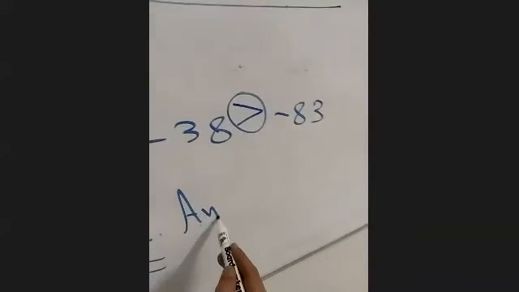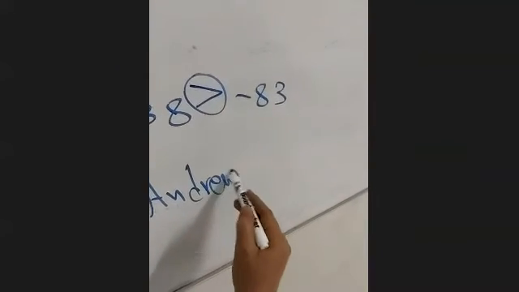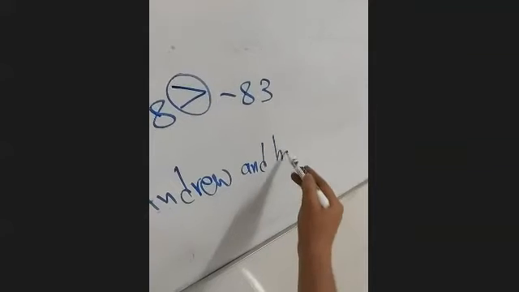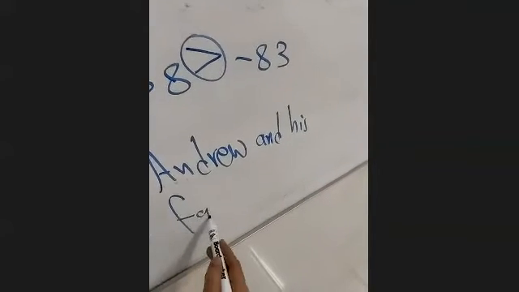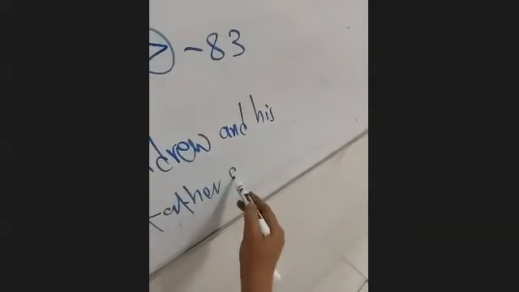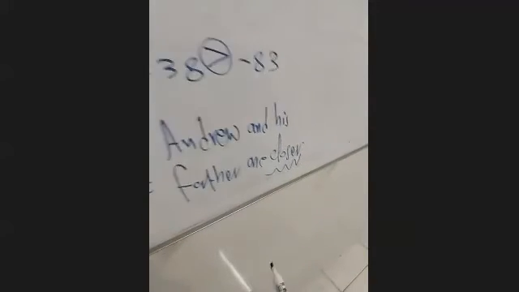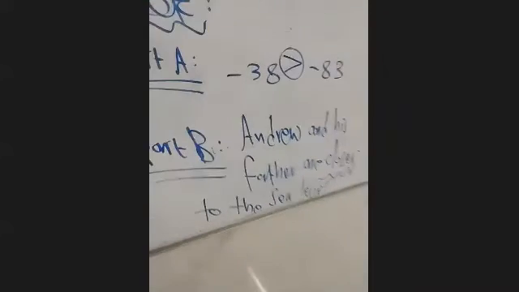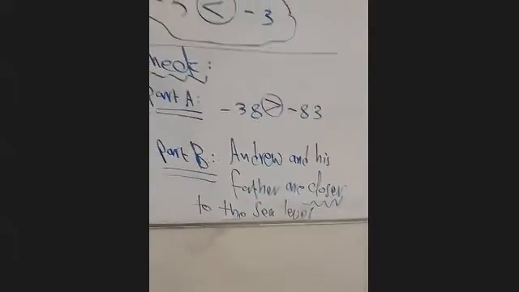So here, guys, what do we write? Andrew and his father are closer to the zero, the sea level, which is 0. Yes, sea level represents the 0.